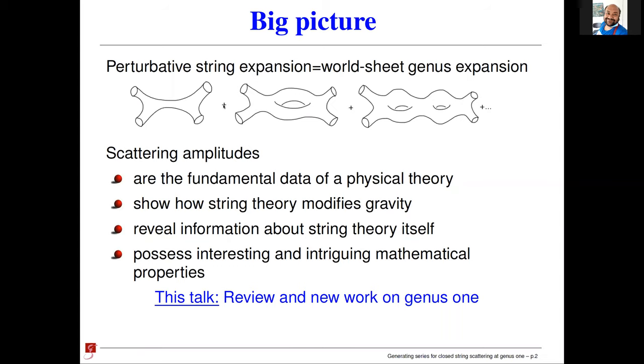Besides these corrections to gravity, there is also the chance to learn something about string theory itself. And as will hopefully also become clear, the topic that I will discuss in this talk will also have very interesting connections to things going on in mathematics related to number theory and things like that. So I will also hope to touch on that.